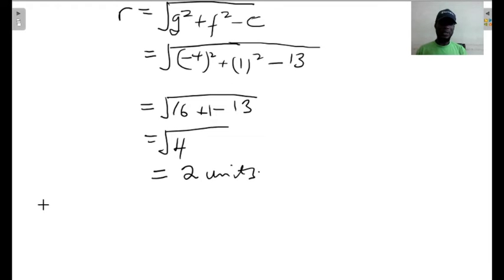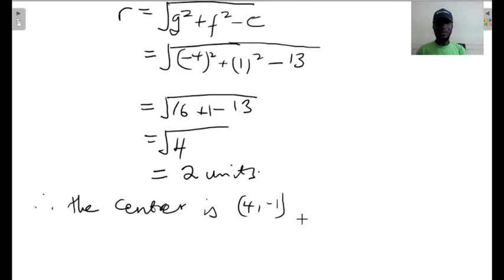We will conclude that therefore the center of our circle is (4, -1), and the radius is 2 units. I'll give you the next example for you to pause the video, work it, and check your answer with mine.